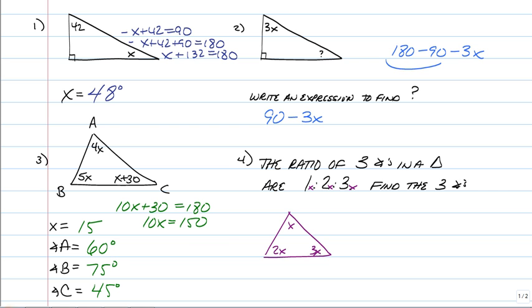And now you just have to find all three angles. So the first thing you do is the same thing you did in number 3. You got to add them all up. 6x is equal to 180. Then you're going to find out that x is equal to 30, which means your three angles are 30, 60, and 90. And that's it.